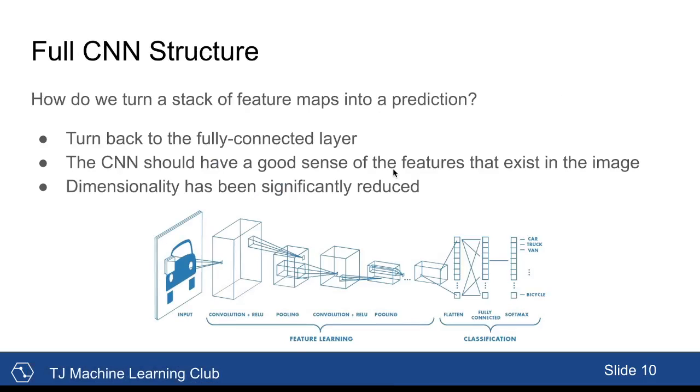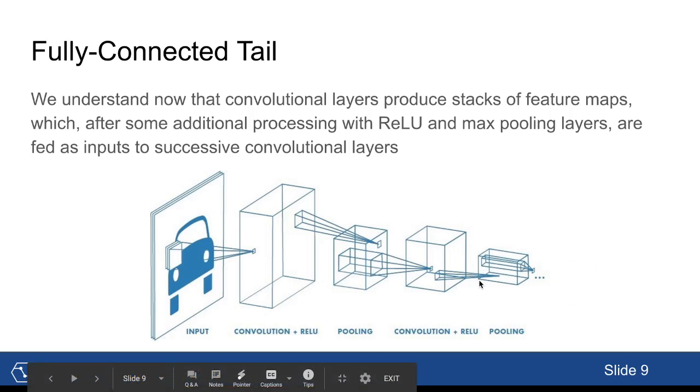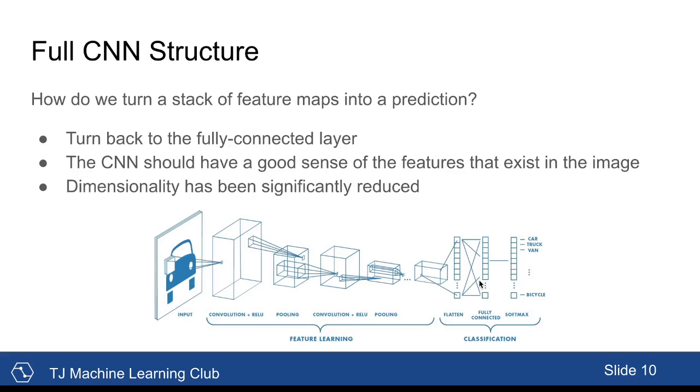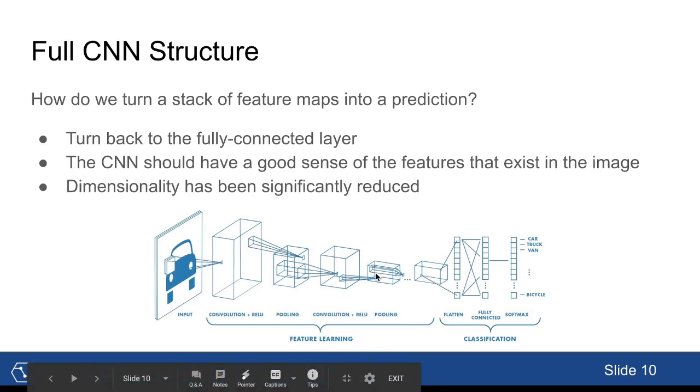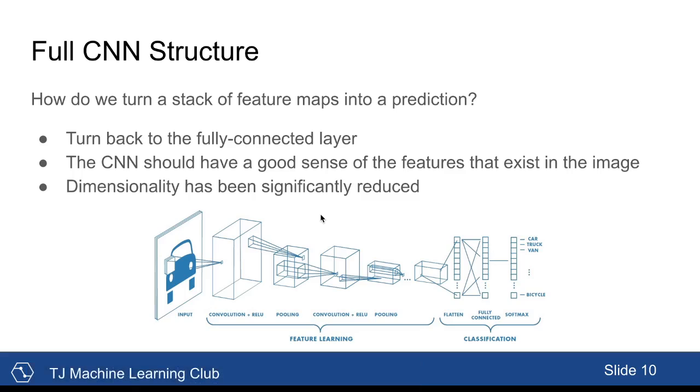So how do we turn the stack of feature maps at the very end into a prediction? All we have at the end is the same kind of stack. CNNs are designed to classify images well, but the current output doesn't contain the classification. So the solution is to turn back to the fully connected layers, like the dense layers we used in neural networks.